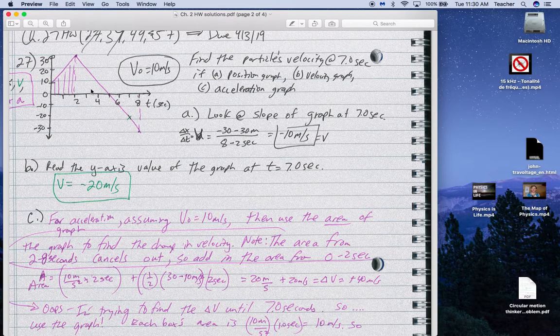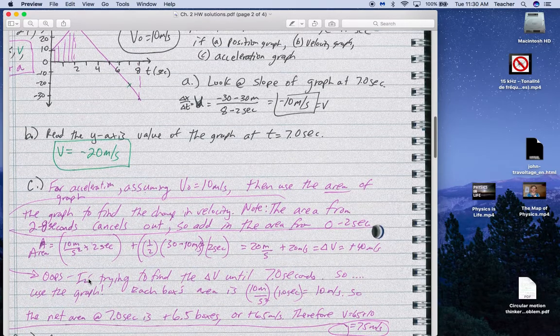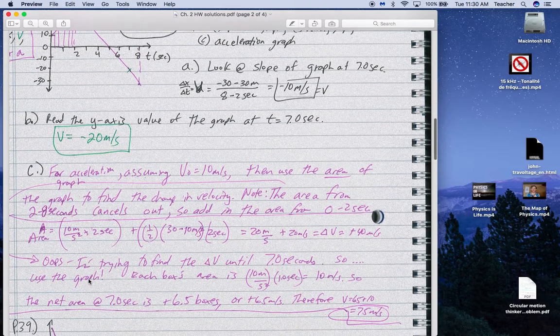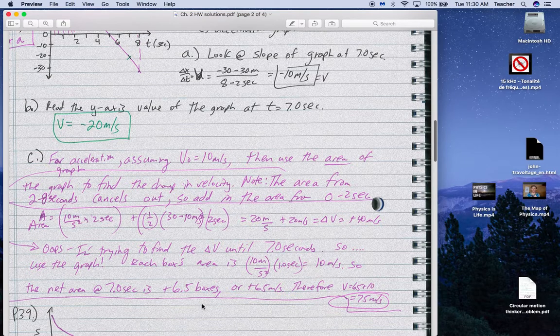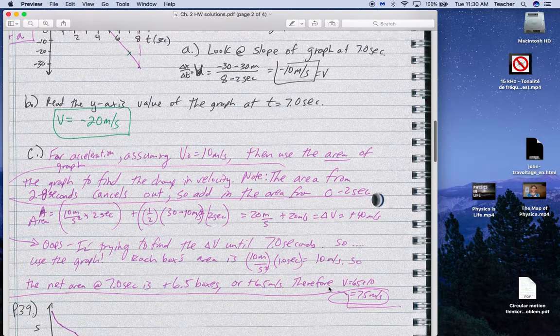So then I was looking at the change in velocity during the first 3 seconds. So I looked at the area of the graph during those first 3 seconds, and I ended up getting an area of 6.5 boxes, and therefore that translates to 65 meters per second. So if I was already going 10 meters per second, that means my final velocity after 7 seconds is 75 meters per second.